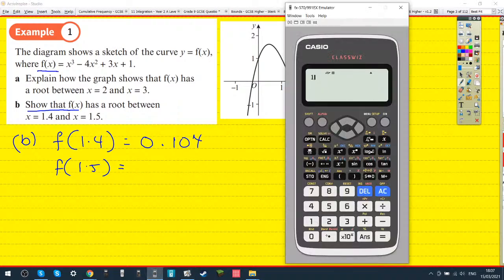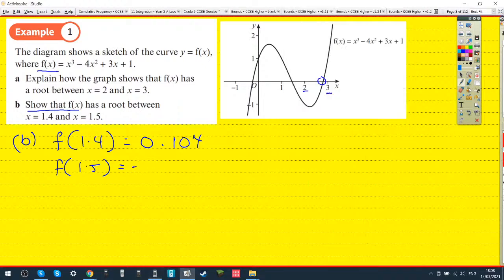What I find is a bit easier is if I just put in 1.4 and then you can just use answer. So you can do it with 1.5 now. Yeah, you can press answer and that might be a bit easier. I got minus 0.125. That's good. Minus 0.125. How does that show that there's a root?